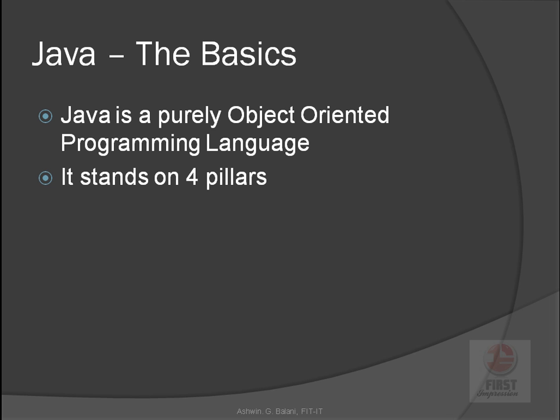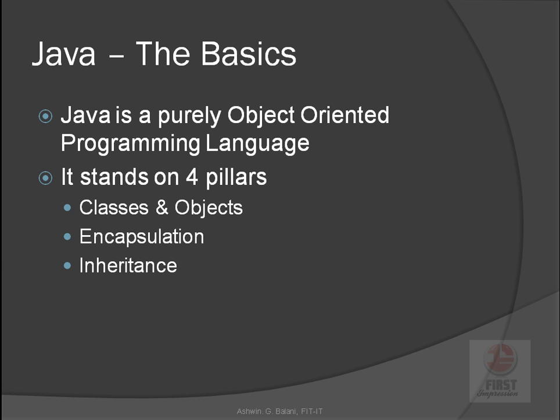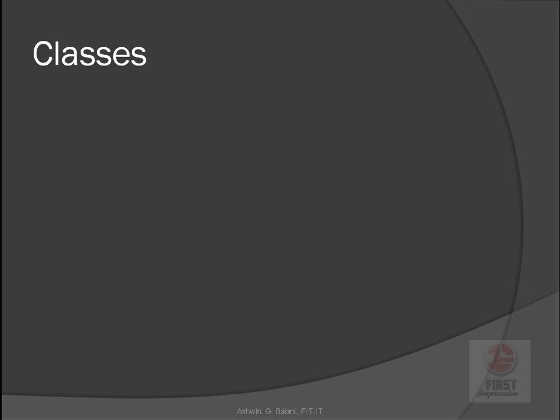Java stands on four basic pillars. The first pillar is called classes and objects. The second pillar is called encapsulation. The third pillar is called inheritance. And the fourth pillar is called polymorphism. We'll be covering each of these in a much more in-depth manner in the slides to come. So first of all, let's understand the concept of classes.